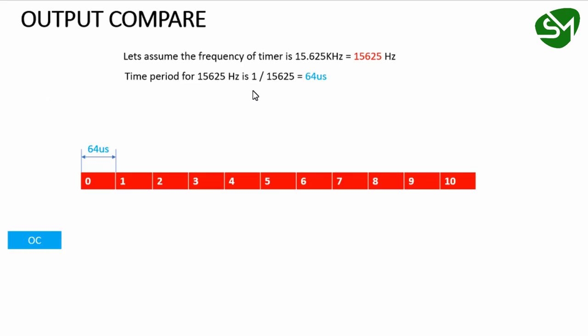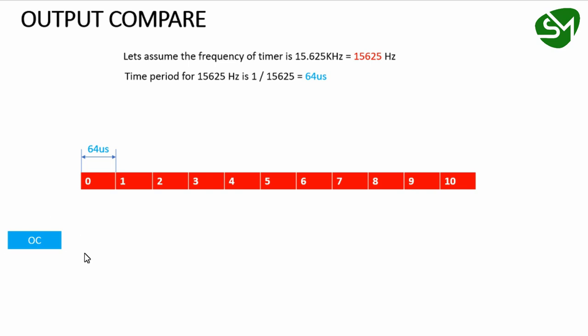Let's take the frequency of the timer to be 15625 Hz. The time period of the timer is given by 1/15625, which is nothing but 64 microseconds. The time taken for one tick of the timer is 64 microseconds. When the timer starts counting from 0, it takes 64 microseconds to reach one step. From 0 to 1, it takes 64 microseconds, from 1 to 2, it takes 64 microseconds, and from 2 to 3, it takes 64 microseconds, and it goes on.